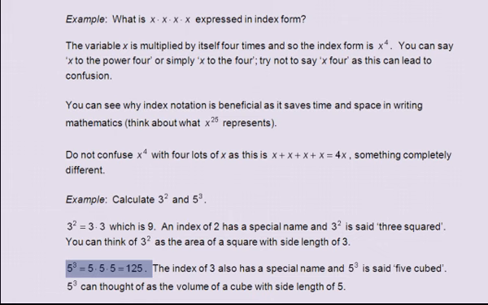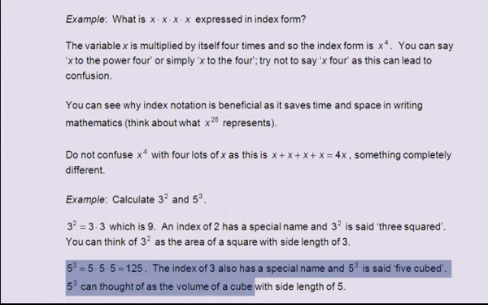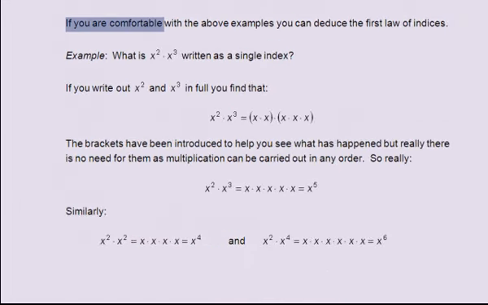5 to the power 3 equals 5 times 5 times 5, which equals 125. The index of 3 also has a special name, and 5 to the power 3 is said 5 cubed. 5 cubed can be thought of as the volume of a cube with side length of 5. If you are comfortable with the above examples, you can deduce the first law of indices.